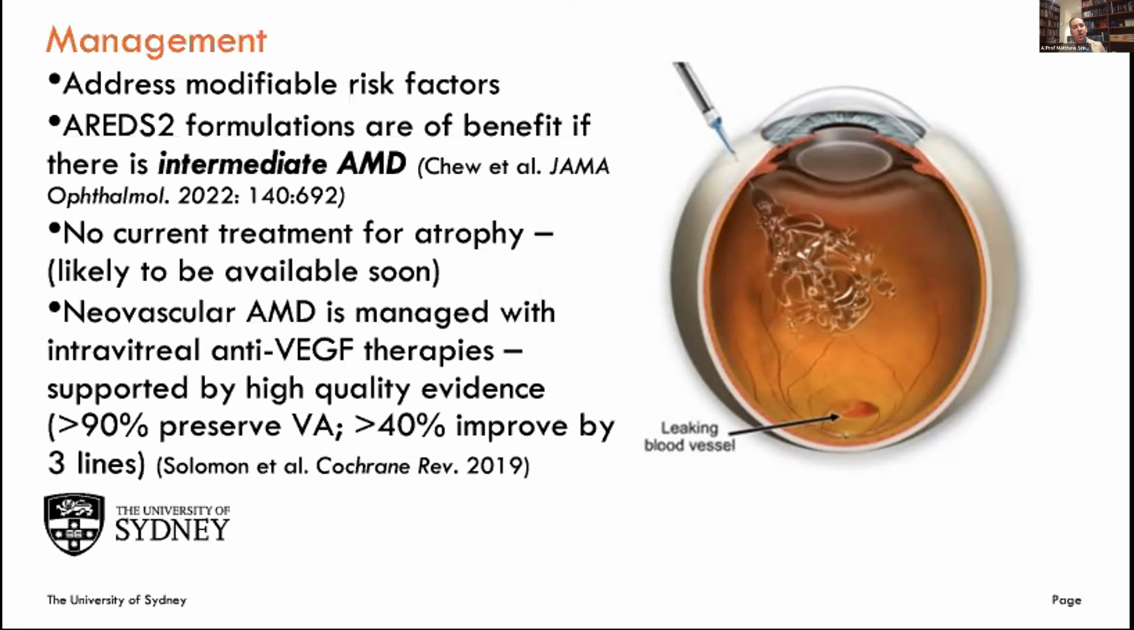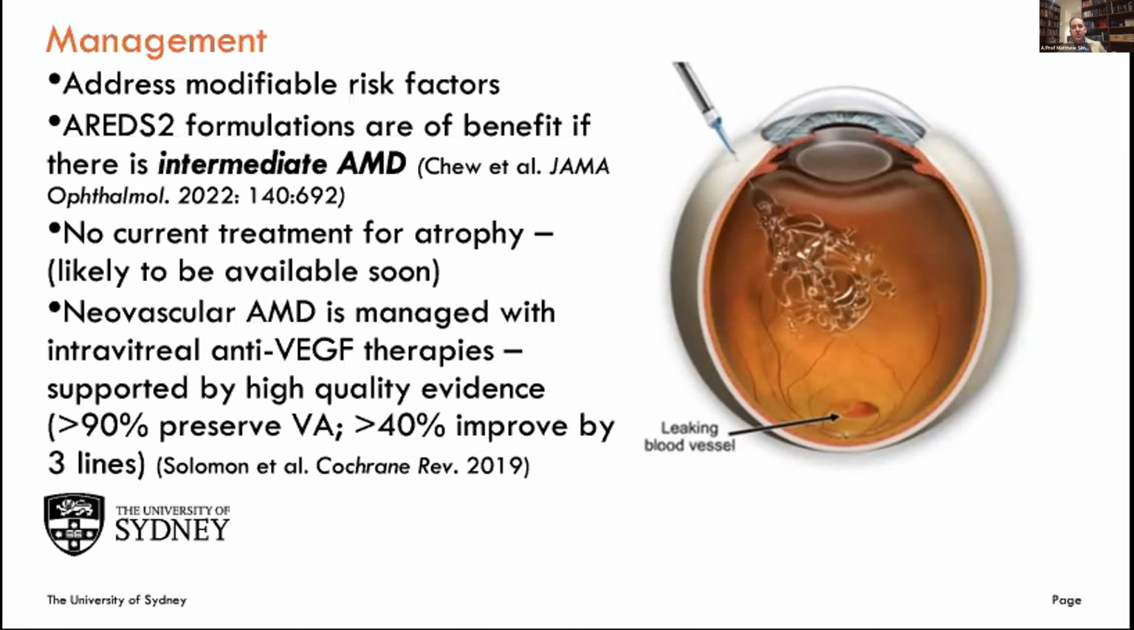At present, there's no approved treatment for atrophic AMD, though it's likely that one treatment called pegcetacoplan, which inhibits complement C3, will receive FDA approval as well as TGA approval in the not too distant future, as it's demonstrated efficacy in phase 3 clinical trials.